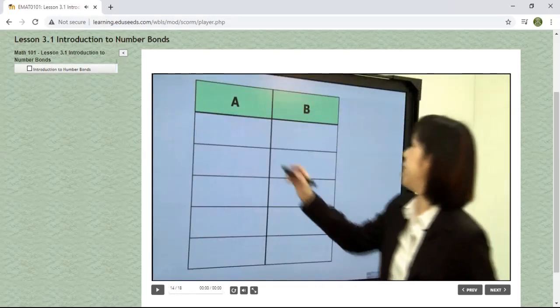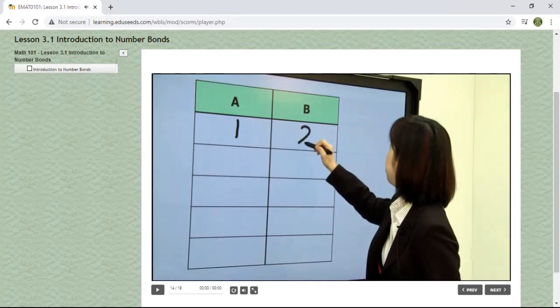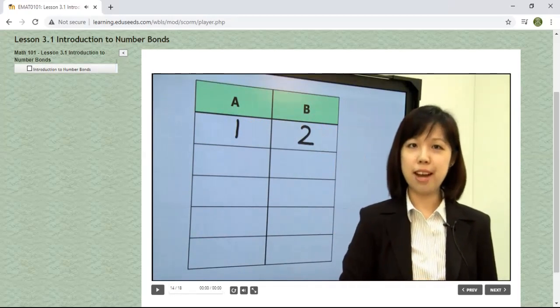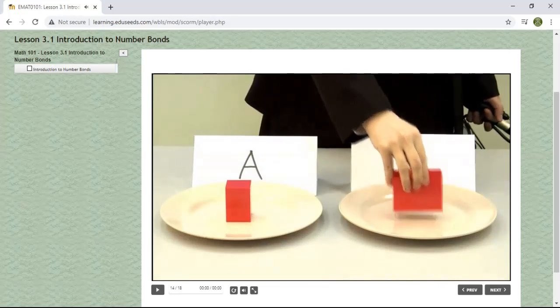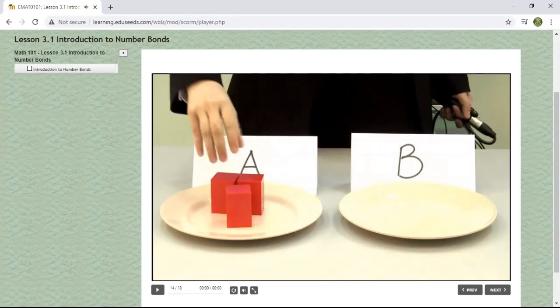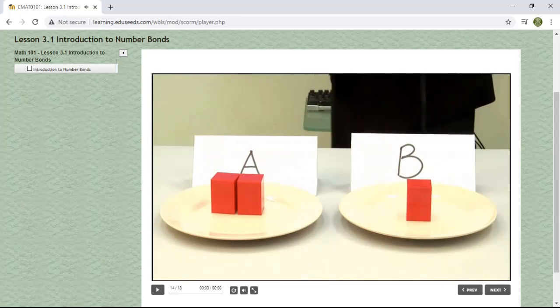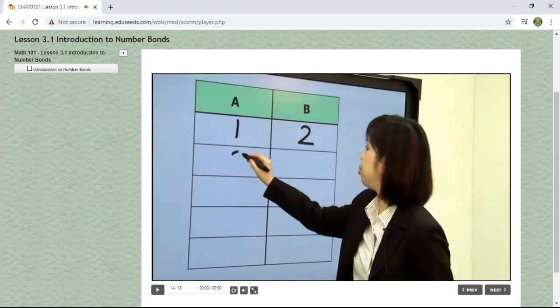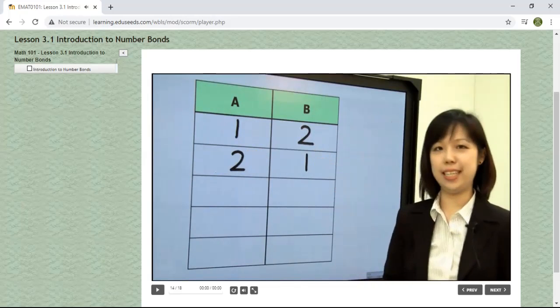I have 1 in A, 2 in B. Now if I switch the blocks around, I can get another number bond for 3. Let's move the 2 red blocks into A and 1 into B. 2 and 1 also gives me 3. So we have 2 in A, 1 in B.